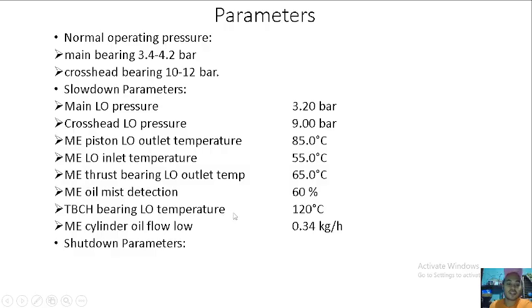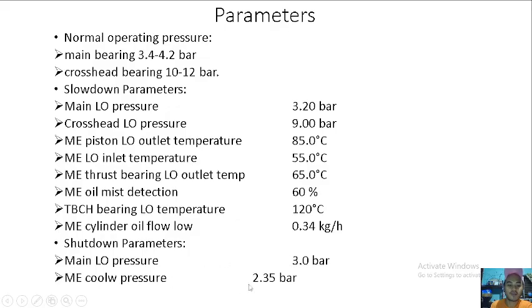We also have shutdown parameters. This is a protection to prevent damage of the engine, so it will shut down the engine in case these parameters are reached. So main lube oil pressure, if it goes down to 3 bars, since our operating pressure is minimum 3.4, if it goes down to 3 bars, the main engine will shut down.